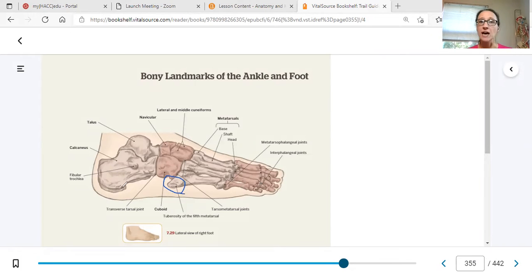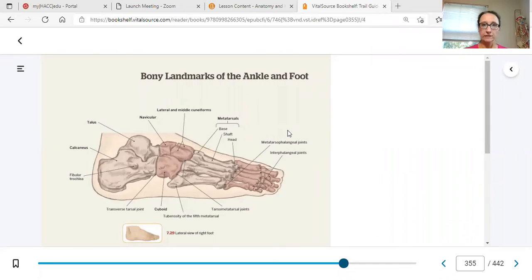You can palpate that right now if you are in your stocking feet or not wearing any shoes, okay? The tuberosity of the 5th metatarsal is a landmark that we do need to know, of course. And let me clear that out for a second. Clear all drawings. There we go, okay.